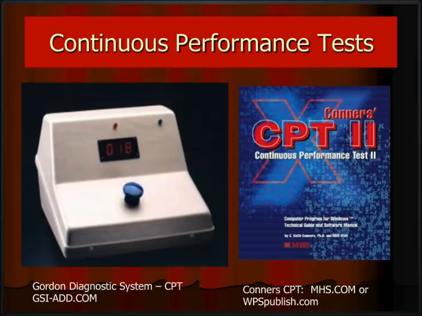Now, besides using rating scales like these to determine the degree of developmental inappropriateness, some clinicians like to use psychological tests that measure inattentiveness and impulsiveness. Such tests, for instance, are the continuous performance tests, and there are various such tests in the marketplace. This slide illustrates two of the more popular ones, and they are the Gordon Diagnostic System that you see on the left here, and the Conners Continuous Performance Test, which is a software program that runs on a personal computer. Both of these tests yield scores that can indicate inattentiveness and problems with impulsiveness.